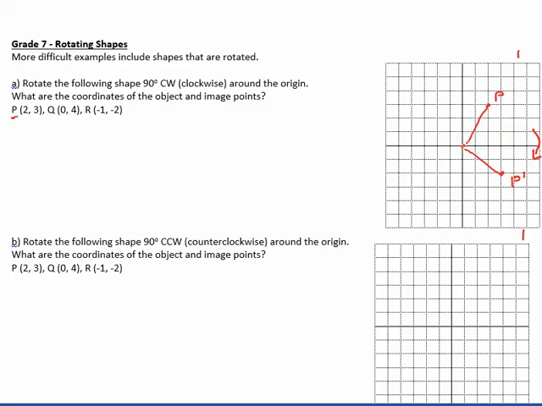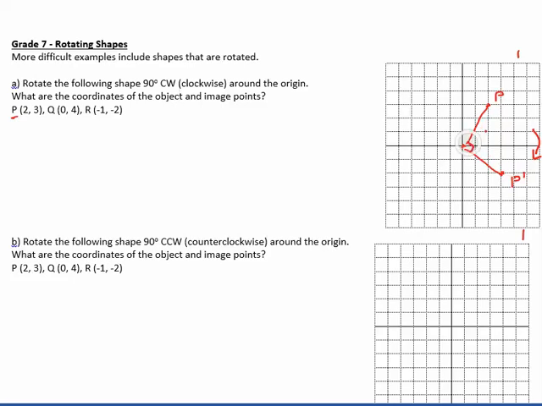Also, if I were to take a ruler and measure this distance from the origin to P, it is the same distance as the origin to P prime. The reason I know this, even without a ruler, is because I can see that the rectangle is still the same. It's still a 2 by 3 rectangle. This is still a 2 by 3 rectangle. I found the diagonal, so really that distance is the same.